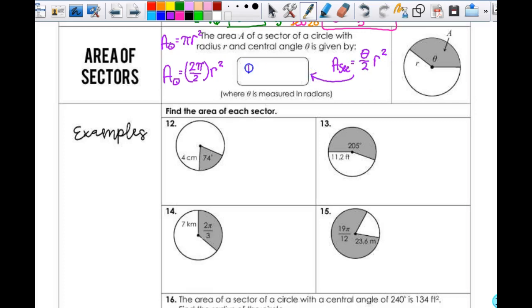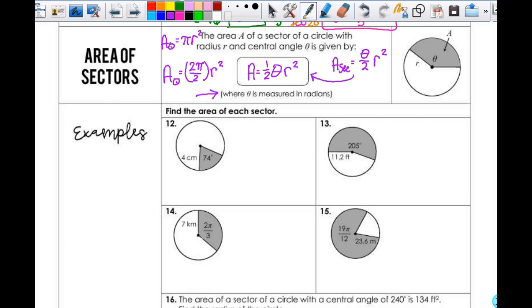So to make it into the actual formula, that becomes 1/2 theta r squared. And that's straight from the pi r squared formula. We're just changing the full rotation to whatever theta happens to be. Okay? That's your area of a sector formula where theta is measured in radians. Very important there.